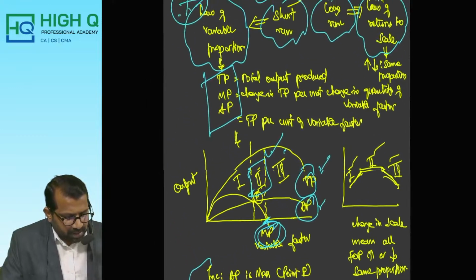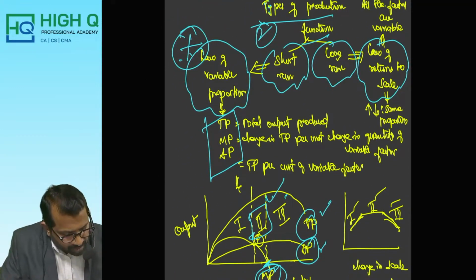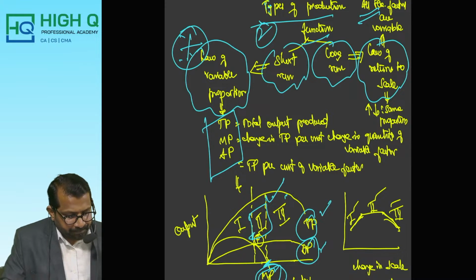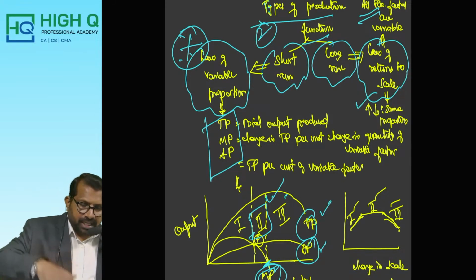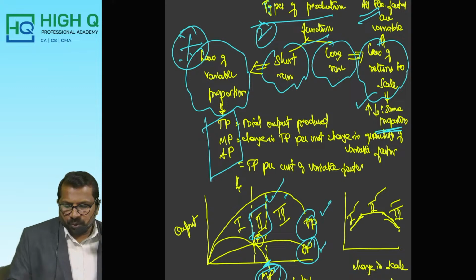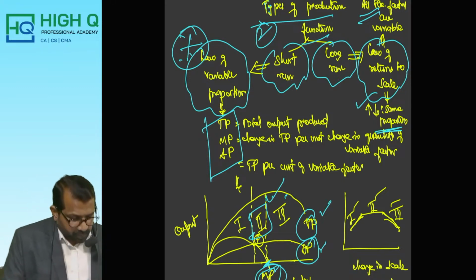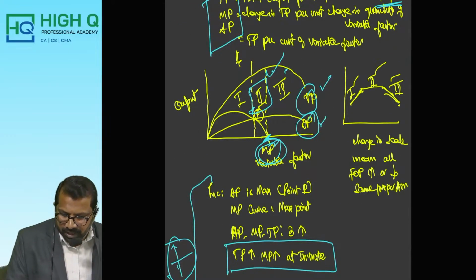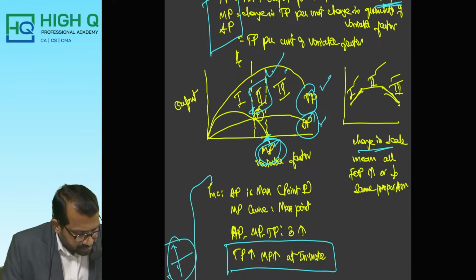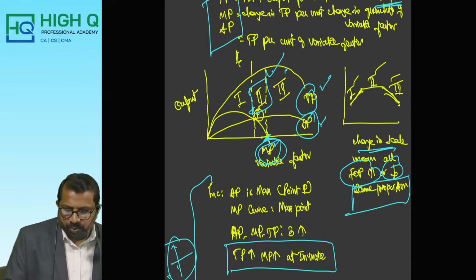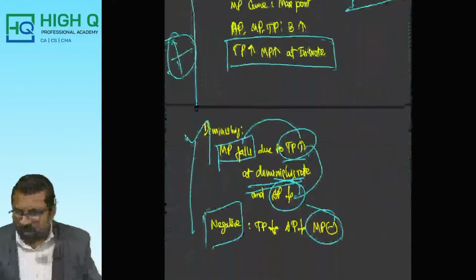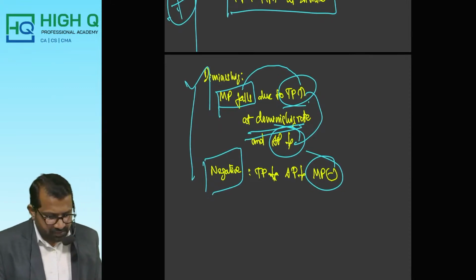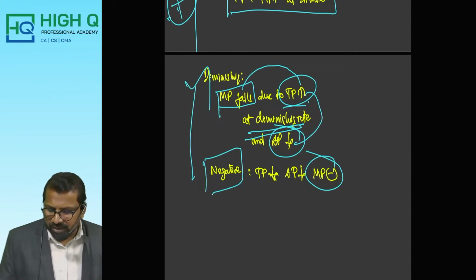Now what about the law of return to scale? In this, all the factors are variable factors, but the scale either increases or decreases in the same proportion. Even here there are stage 1, stage 2 and stage 3. Change in scale means all factors of production either increase or decrease, but in what proportion? The same proportion. Hence it is called the law of returns to scale. So in this production function, there are two types. We have discussed the law of variable proportion and the law of returns to scale.